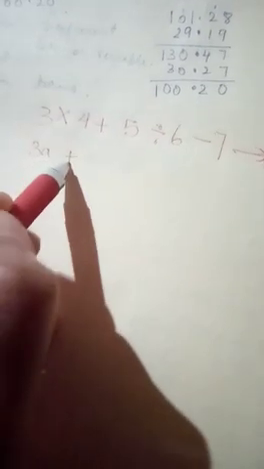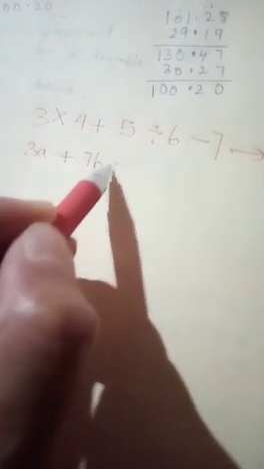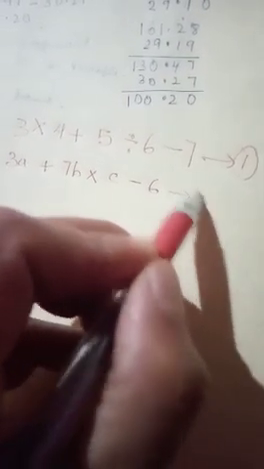Hello student, look at this number. You will see 3 into 4 plus 5 divide 6 minus 7. Let me name it as number 1. Then we have 3a plus 7b multiply c minus 6. Look at these two, you will see what are difference.